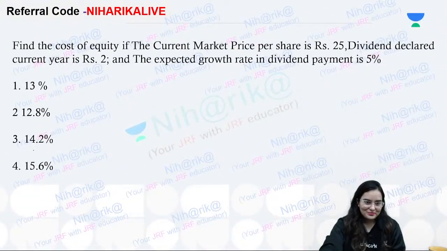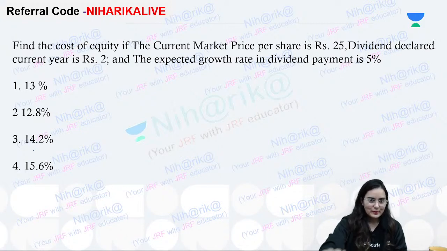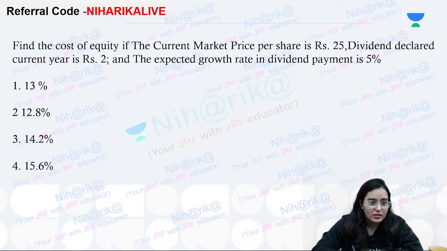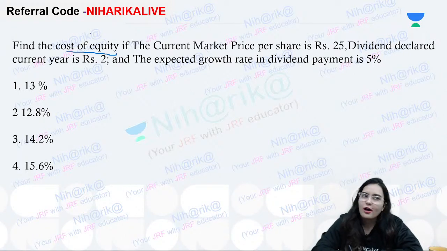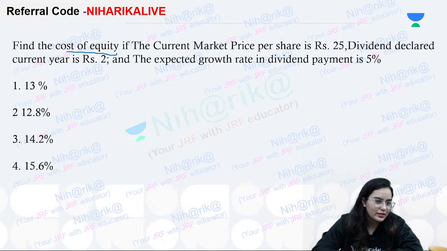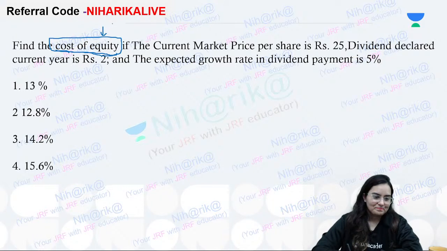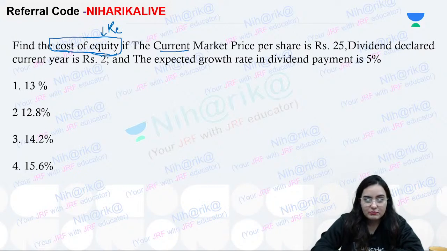Now, let's try a practical question. Find the cost of equity. Cost of equity means what? KE or R or G or D or P0? What do I have to find out? Till now we have seen KE we have to find out. If the current market price per share is given, this is MPS. That means P0 is given.